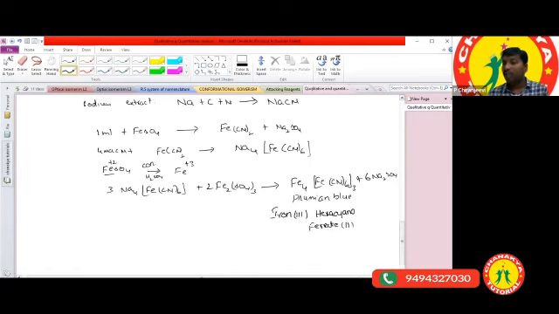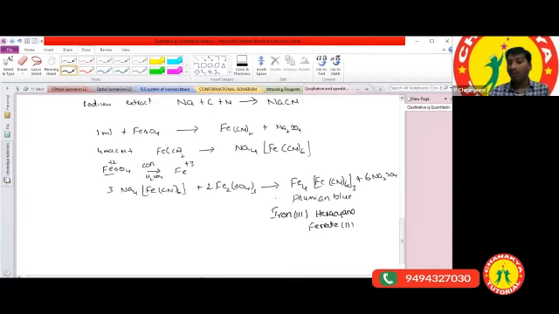Hexacyanoferrate(II). So this is the previous question. What is the IUPAC name of the Prussian blue color precipitate? Iron(III) hexacyanoferrate.